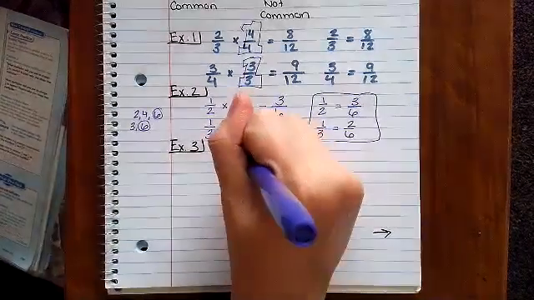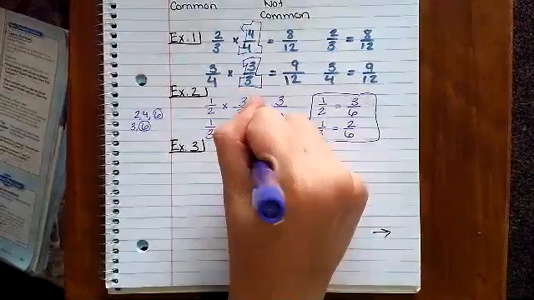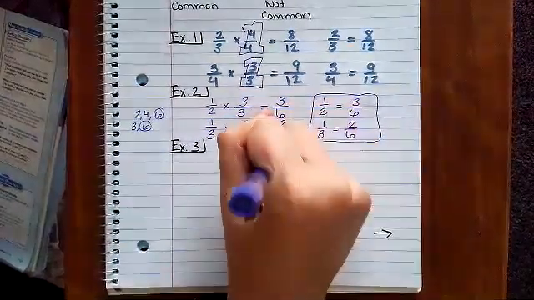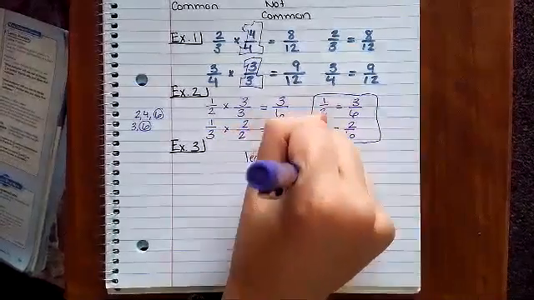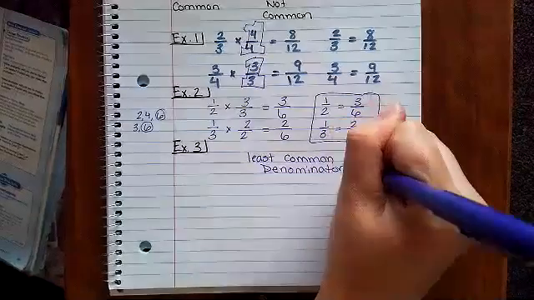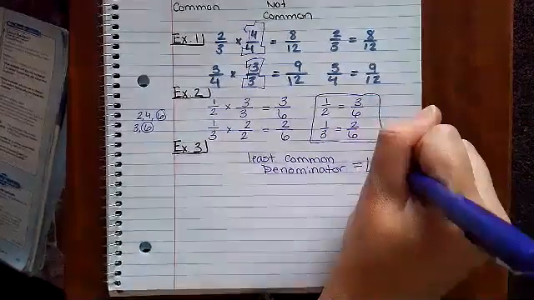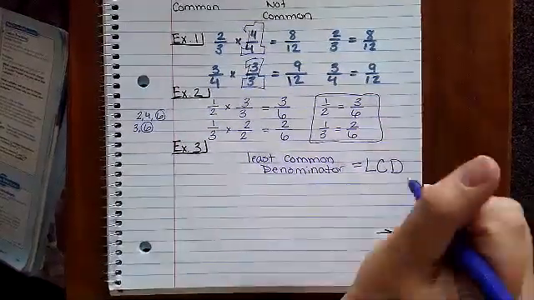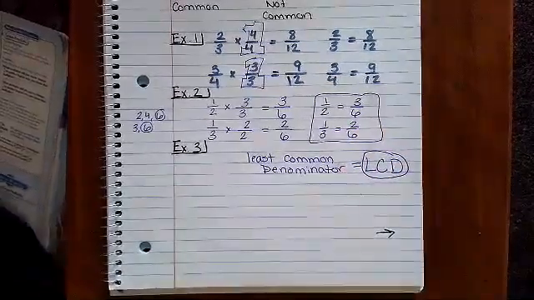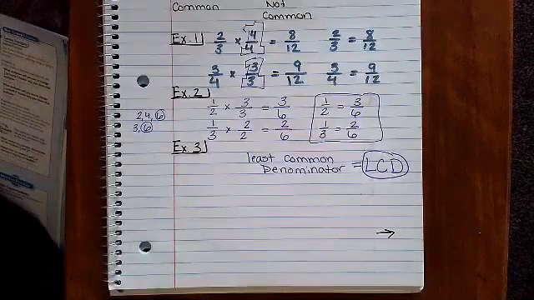Now I'm going to write that out. It is the least common denominator. And the short version of this is the LCD. You will hear me say this word in future lessons, and you'll hear about it in 5th grade and 6th grade. So the LCD is the least common denominator.